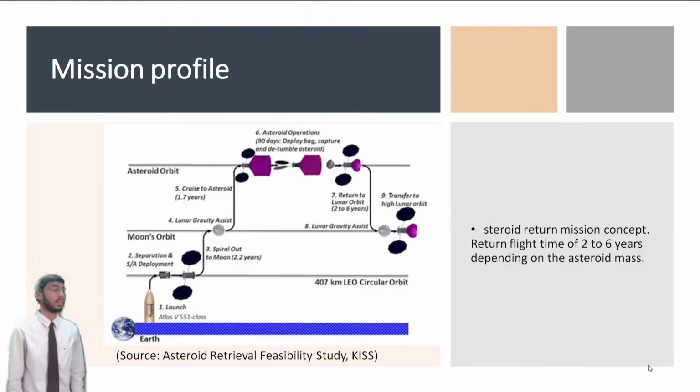In the next slide we see the mission architecture. At step 1, Atlas is installed and launched from the ground to 400 kilometers, about 252.9 miles, low Earth orbit, circular orbit. In step 2, separation and deployment start. Third step, spectral of mission. Fourth step is the cause of the asteroid belt. In the fifth step, it takes about 1.5 years, and in the sixth step, the asteroid operation starts. In the seventh step, it returns to lunar orbit in about 2 to 6 years. In step 8, it enters lunar gravity assist, and in the ninth step, it transfers into high lunar orbit.